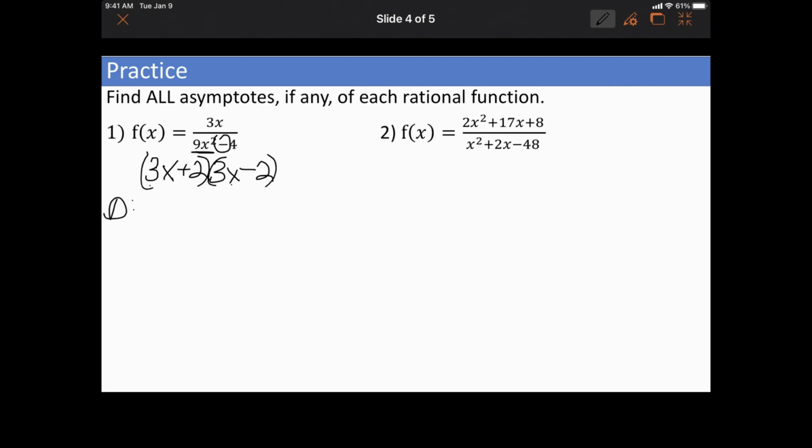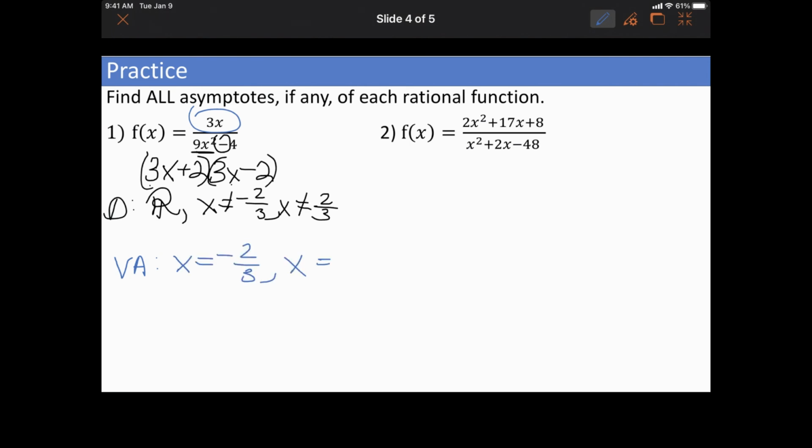So my domain would be all real numbers except x can't be negative 2 over 3 and x can't be positive 2 over 3. So the vertical asymptotes, let's look. Can I factor out anything in the numerator? Nope. The numerator is okay. All right. So my vertical asymptotes are x equals negative 2/3 and x equals positive 2/3.